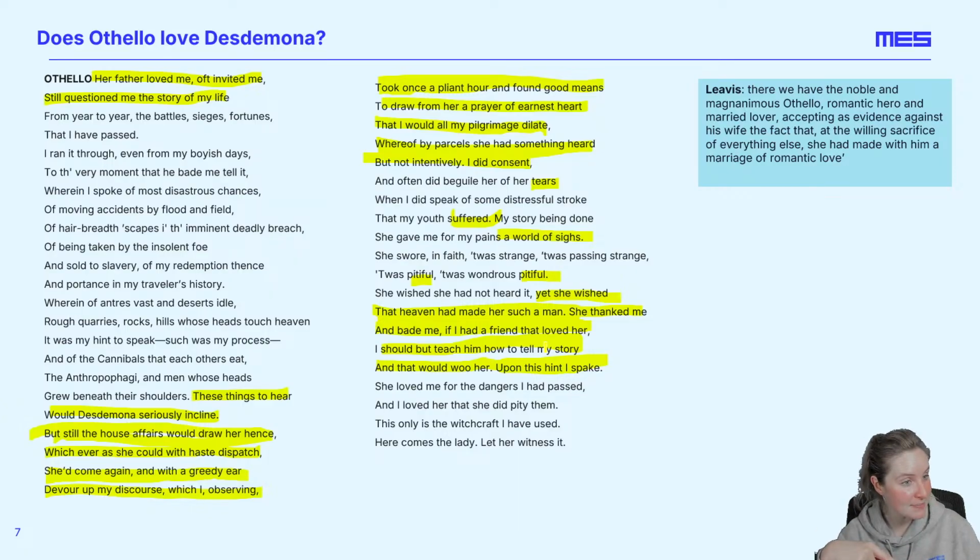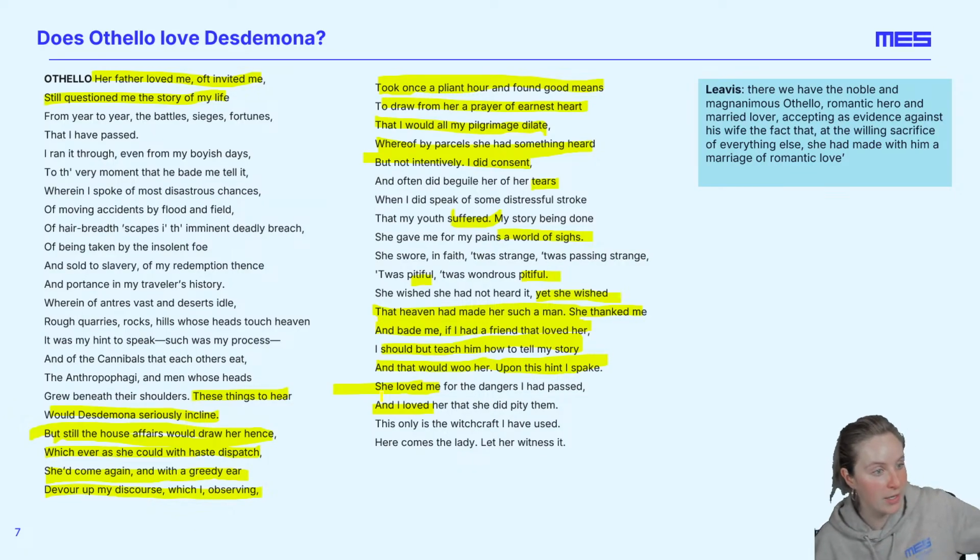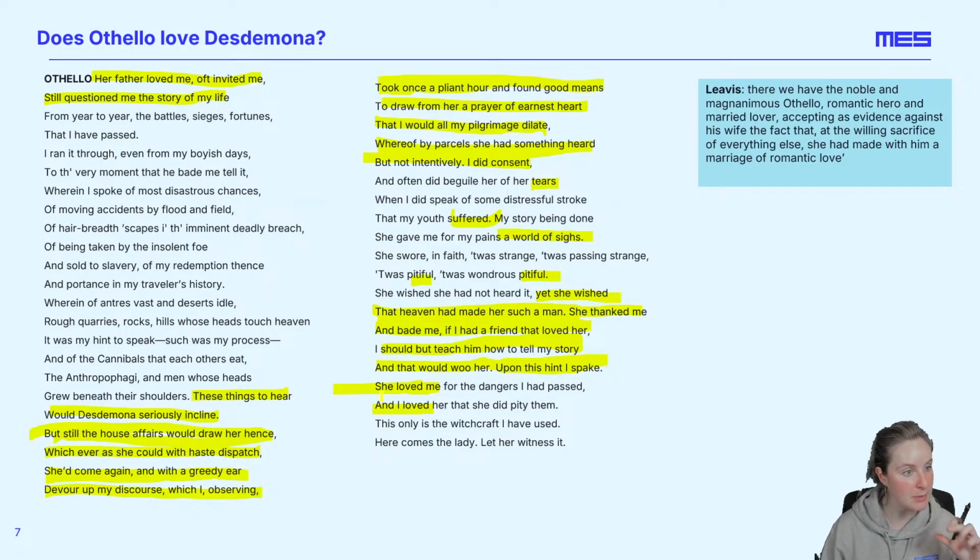Is this insecurity? Is this gentlemanly? Is this outsider? Is this aware of the transgression? We don't know. It's up to you to argue. "She loved me for the dangers I'd passed. I loved her that she did pity them." So we do then have a sense of parallelism in that structure, right? Because both of them love each other. There's a mutual feeling there. She loved me for the dangers. I loved her that she felt sorry for me.